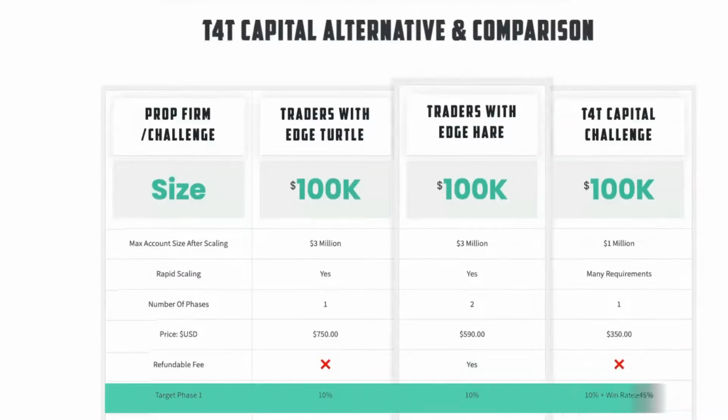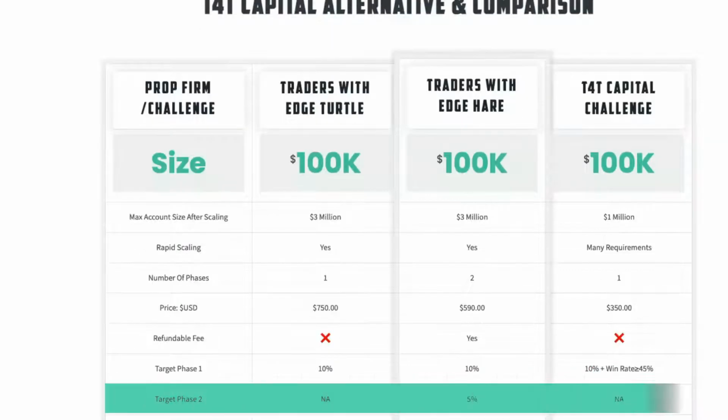The target for phase 1, you need to hit 10% at Traders with Edge. At T4T Capital, you've got to hit 10% plus your win rate has to be more than 45% for you to pass. Target for phase 2, the Traders with Edge Turtle and the T4T Capital, it's not applicable. The target for phase 2 on the Hare account is 5%.